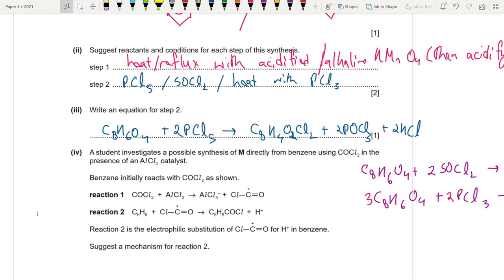So it's a two-step reaction. We get an intermediate, right? This total mechanism is electrophilic substitution. Reaction 2 is electrophilic substitution of Cl-C=O+ for H+ in benzene. Suggest the mechanism for reaction 2.